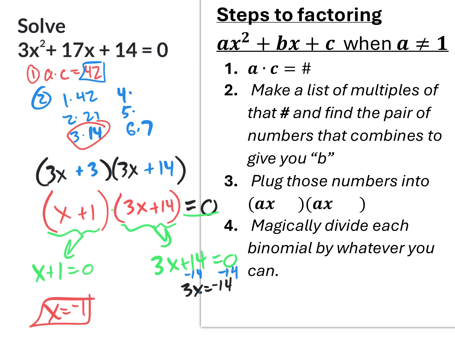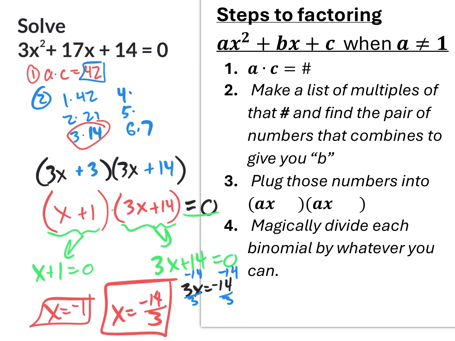Final step would be to divide by 3. So the other answer is going to be x equals a disgusting fraction, negative 14 divided by 3, because you can't divide 14 by 3. You're going to leave it as a fraction, negative 14 over 3. So those are your two solutions to that quadratic trinomial equation.